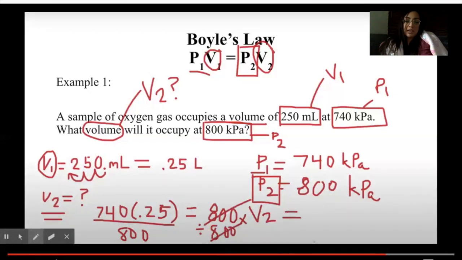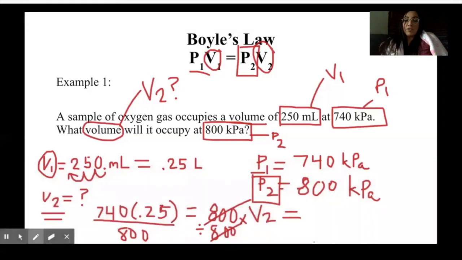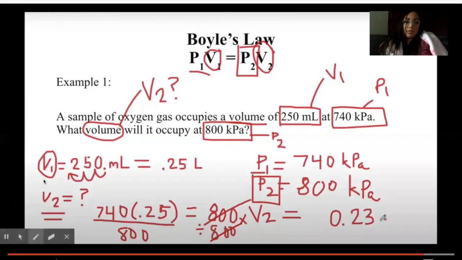And now it's just a matter of simplifying. So I'm going to do 740 times 0.25 divided by 800. And this is basic algebra, so you can use a calculator, of course. It's just about manipulating the equation. So the answer is 0.23. And another thing I wanted to note is that your V2 should be very close to your V1. And that's going to be an indication that you did this correct.